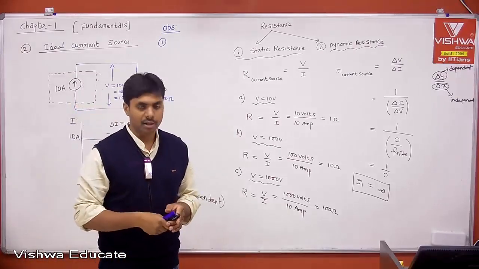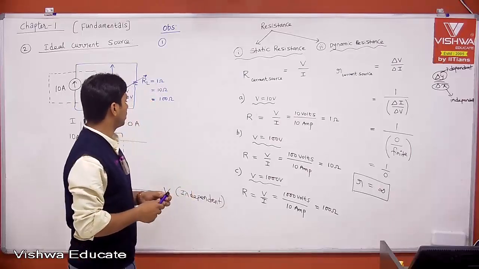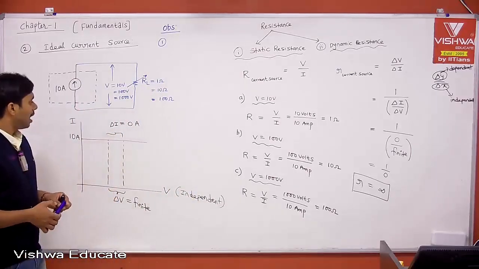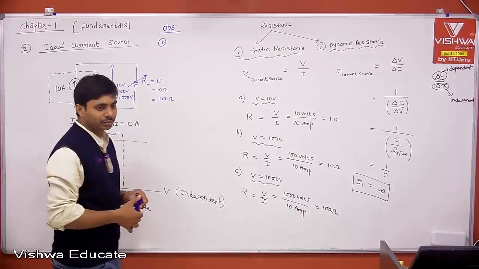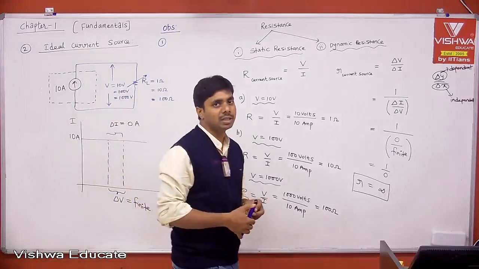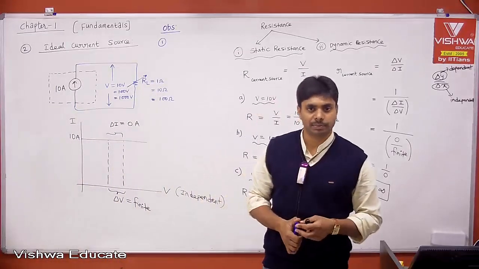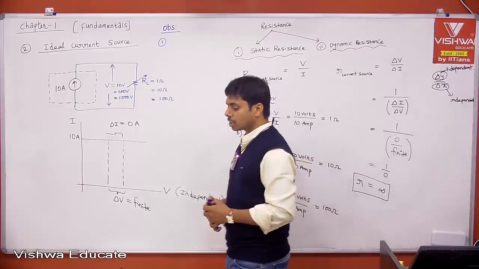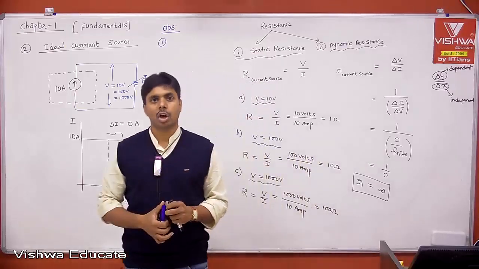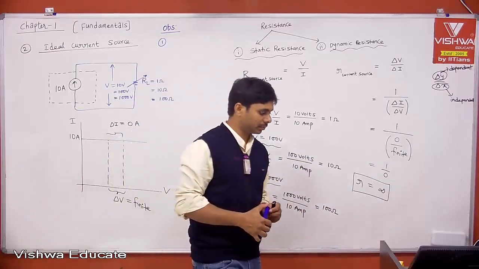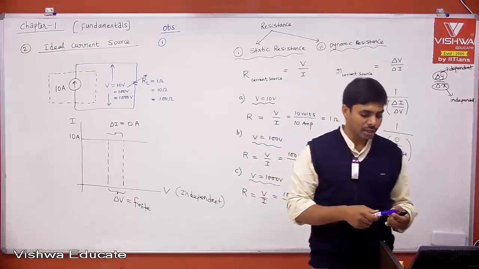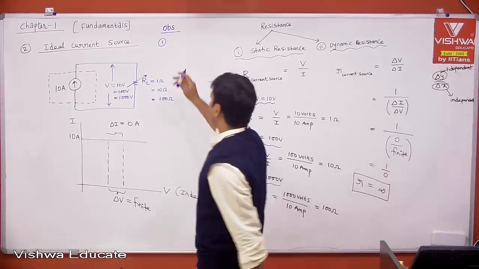Write down first observation. Ideal current source is a non-linear element.